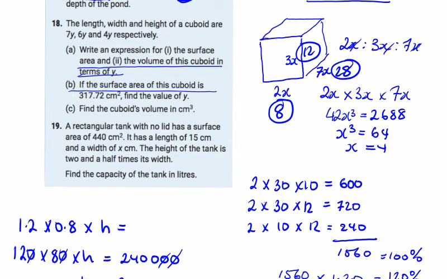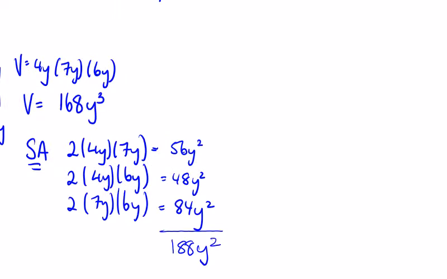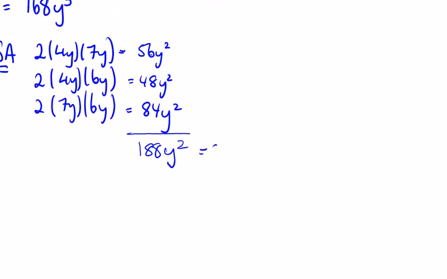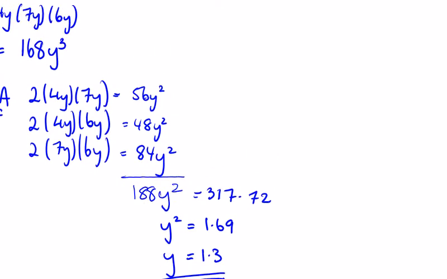If the surface area is 317.72, find y. Surface area equals 317.72. Now, did it just call it that? Yeah, there was no y attached to it, so y squared is 317 divided by 188, close to 1 3/4, 1.69. So y is equal to the square root of 1.69. 1.3 squared is 1.69, so y is equal to 1.3 in that case.